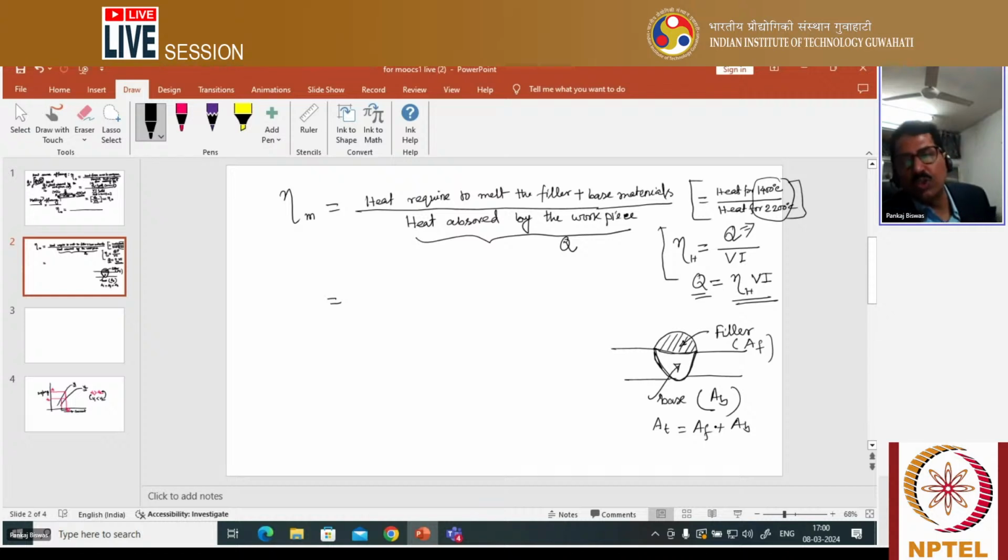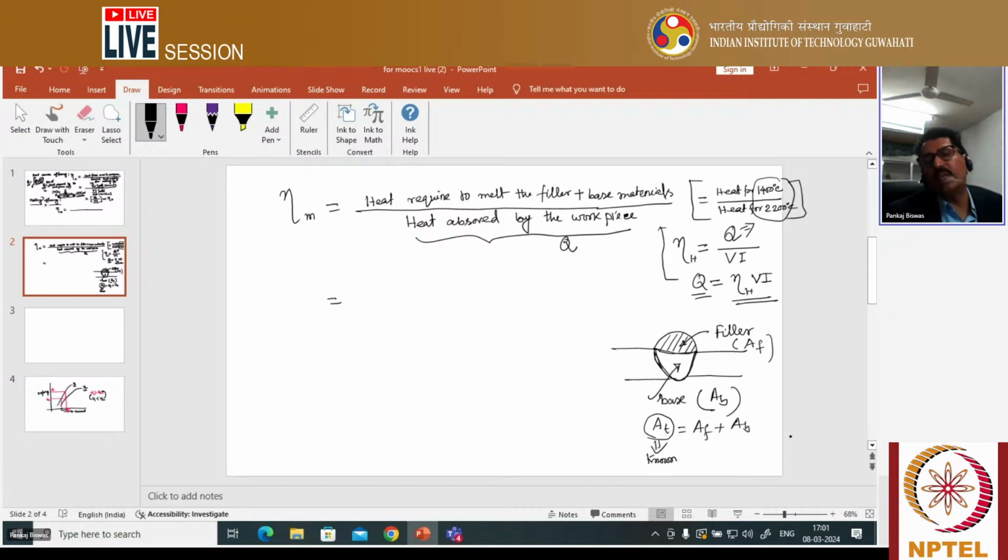Now you actually don't know the value of AF and the value of AB. You need to calculate them. But you can easily calculate AT, because AT is just the fusion zone, which you can easily observe from an optical microscope or a high resolution camera. By this you can easily predict it. So AT is known, but AF and AB are unknown to you.